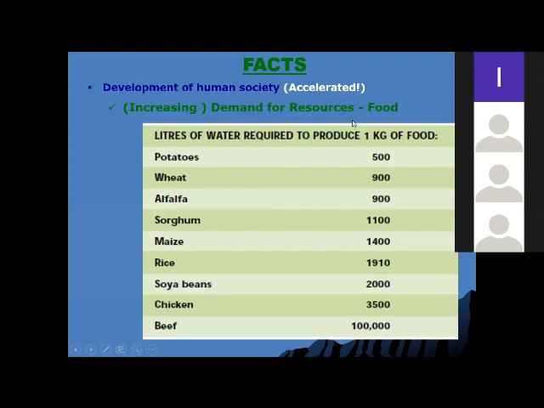If you take production, for example, developing human society, demand for resources, how much food? To produce 1 kilogram of food of different varieties, the water usage: potatoes, this much, wheat 900, rice 1910 liters of water. But if you take chicken, 3500, beef 100,000 liters of water to produce 1 kilogram of meat. So it's a water problem there.